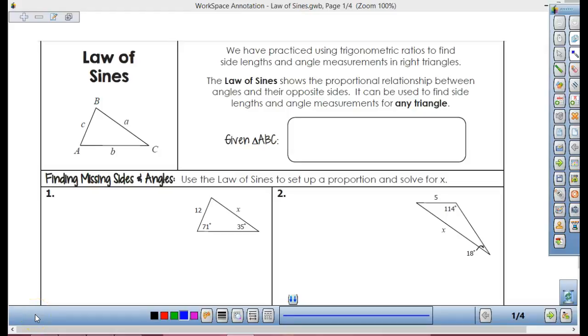Right, so everything that we have done so far has been with right triangles. Okay? Now, SOHCAHTOA only works with a right triangle. But if you don't have a right triangle, there's a couple things called law of sines and law of cosines. Today we're going to talk about law of sines. Tomorrow we'll talk about law of cosines. All right? So, law of sines says that.